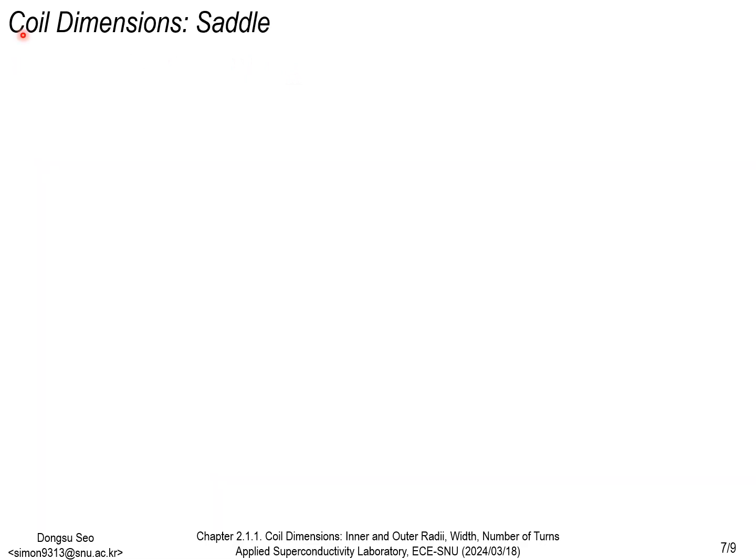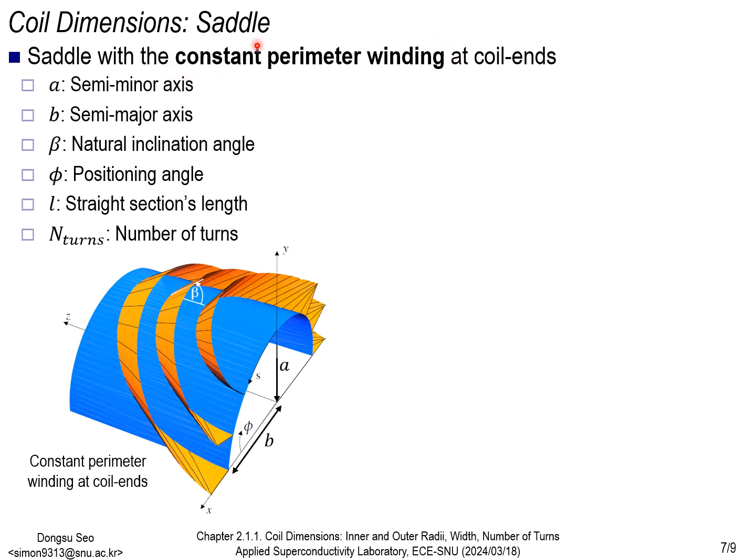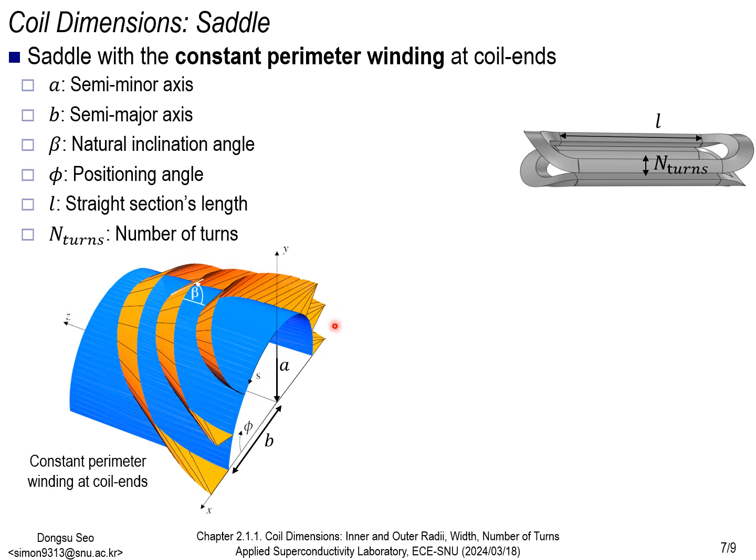Finally, the saddle coil. The constant perimeter winding method at coil ends is a key point for the saddle coil because it describes how the superconducting tape is smoothly wound, while maintaining the constant perimeter and consistently matching with the straight section of the coil without changing its curvatures.